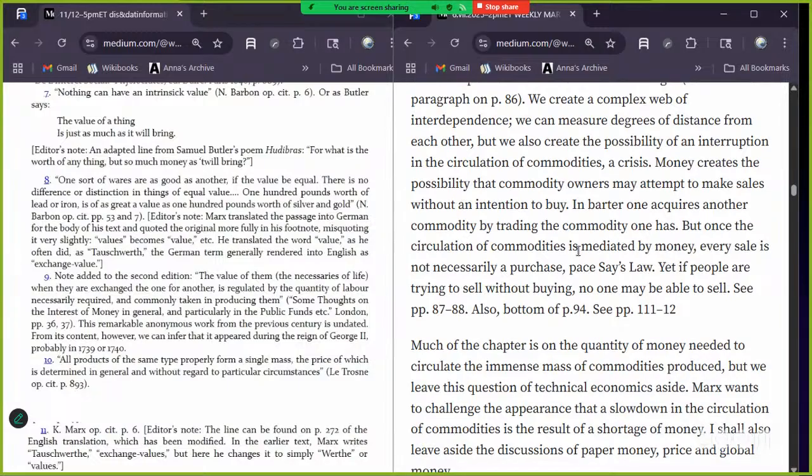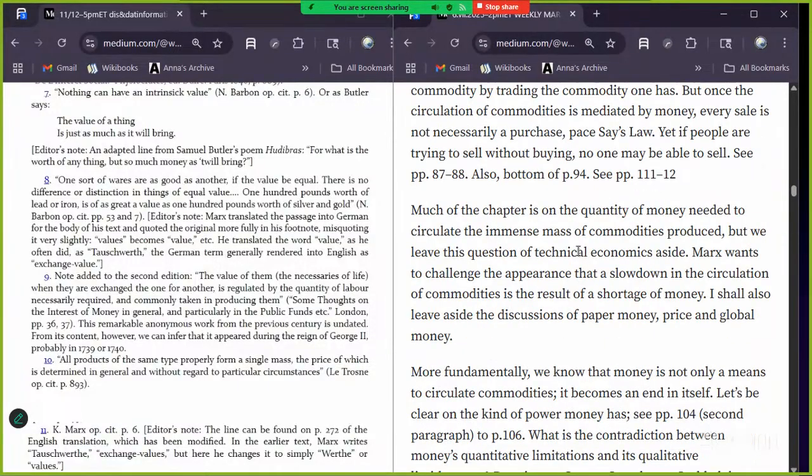Now, much of the chapter is on the quantity of money needed to circulate the immense mass of commodities produced. But we leave this question of technical economics aside. Marx wants to challenge the appearance that a slowdown in the circulation of commodities, C-M-C prime, is the result of a shortage of money. I shall also leave aside the discussions of paper money, price, and global money. Just makes it more complicated.